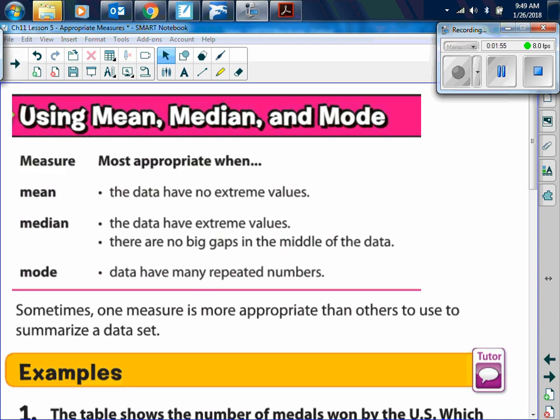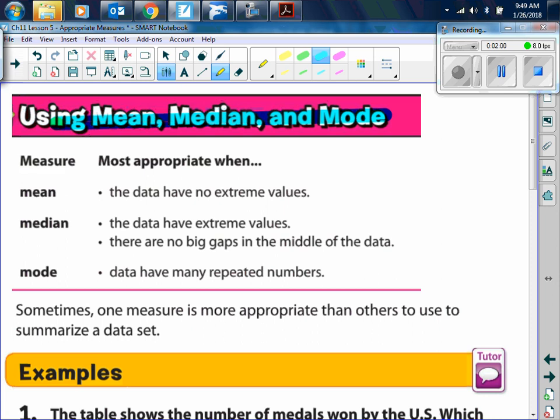All right, so now we're going to be using the mean, the median, and the mode. Now, we want to decide when each one of these measures is most appropriate. Okay? I want you to make sure you write these down. So the mean is most appropriate when the data have no extreme values. So if we don't have any outliers, then the mean is the way to go.